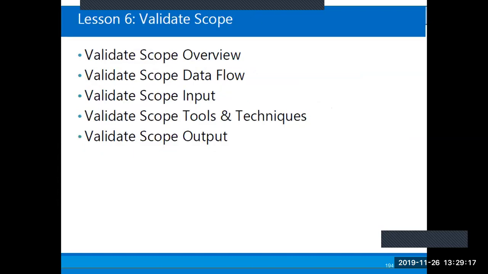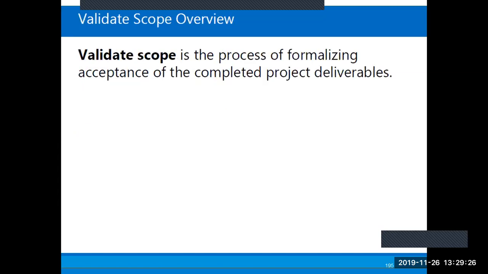All right, we would hit the fifth process, which is validate scope. Validate scope is the process of formalizing the acceptance of the completed project deliverables. Formalizing acceptance of the completed project deliverables. Let me just retrospect you a little bit.